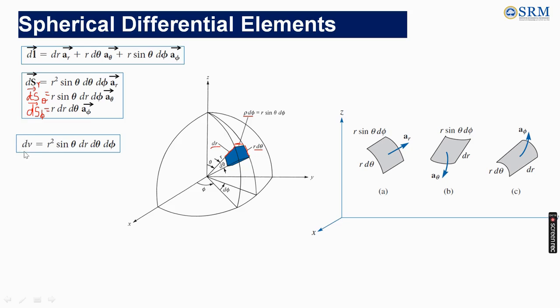Now let us see how to write the differential volume. It is the product of the differential length elements, that is dr times r d theta times r sin theta d phi. So it turns out to be r square sin theta dr d theta d phi. This is my differential volume.